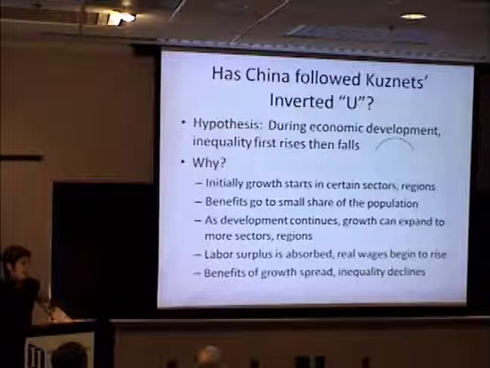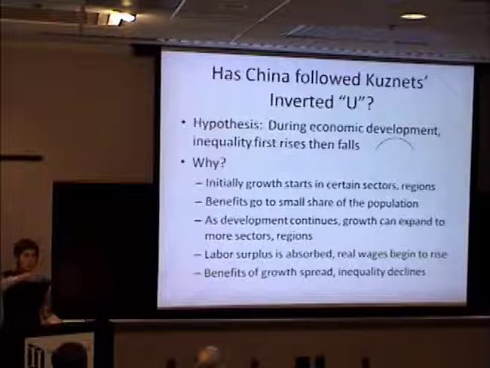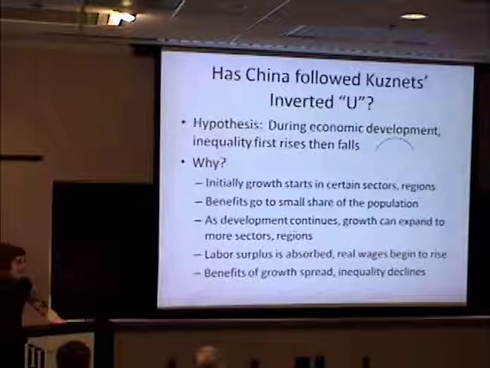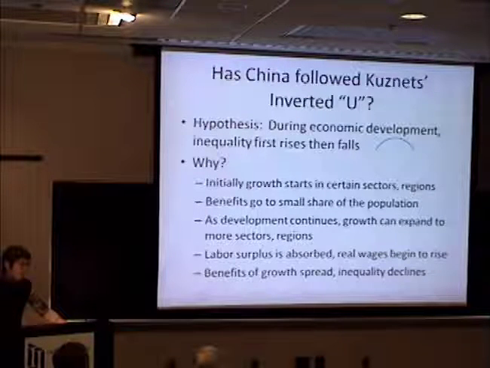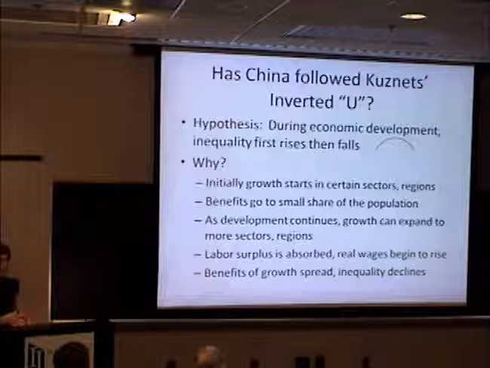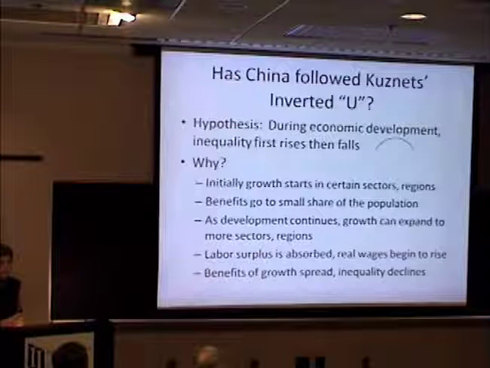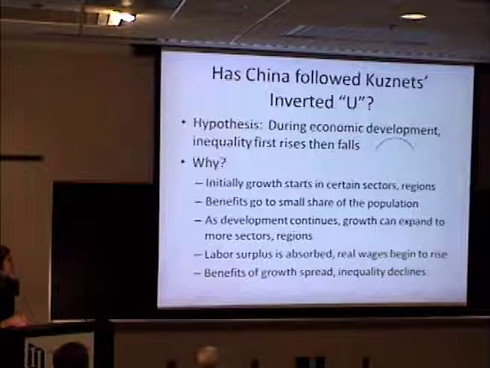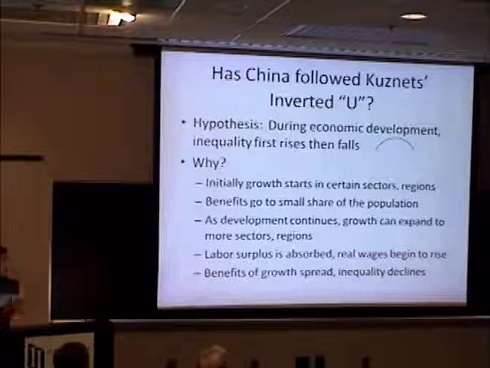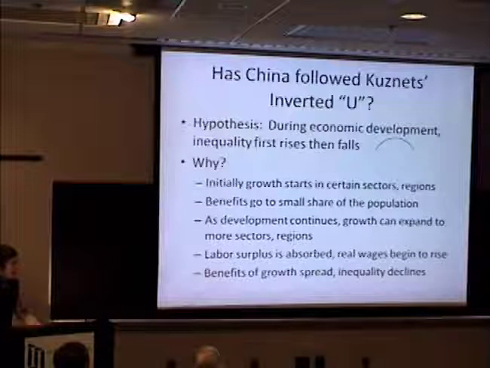Proposed a while ago by Simon Kuznets, a famous economist, it's referred to as the inverted U hypothesis. So there you see a picture of the inverted U. Inequality first goes up, levels off, and then comes down. There are various explanations given for why this might happen. For example, initially, growth usually starts in a few sectors and a few regions, and it only benefits a small portion of the population. But if growth and development continue, and if it can spread more broadly, if there are linkages to other sectors and regions, then that growth can benefit more people more widely. And if that happens, inequality will decline.